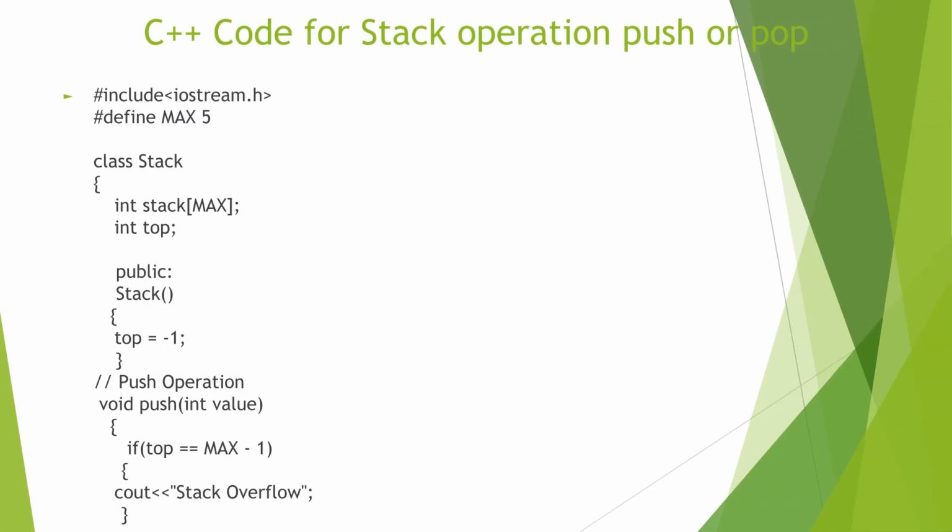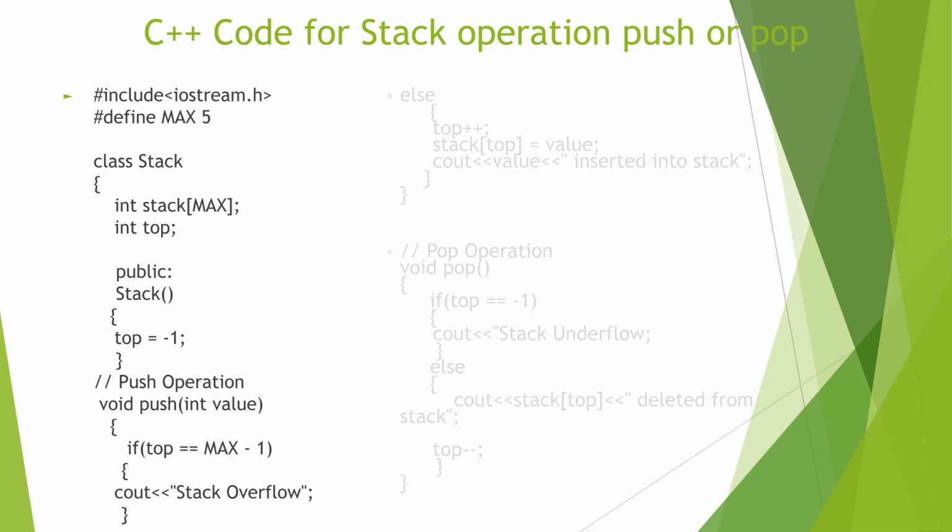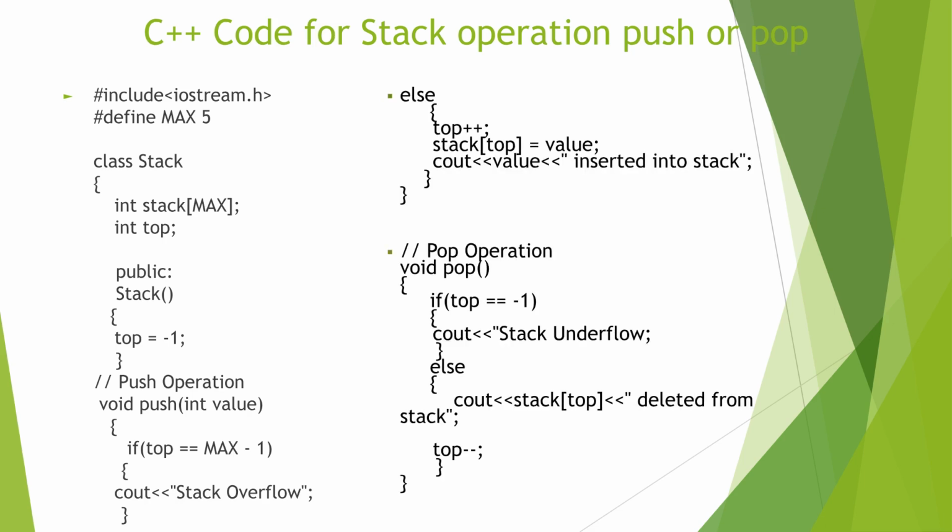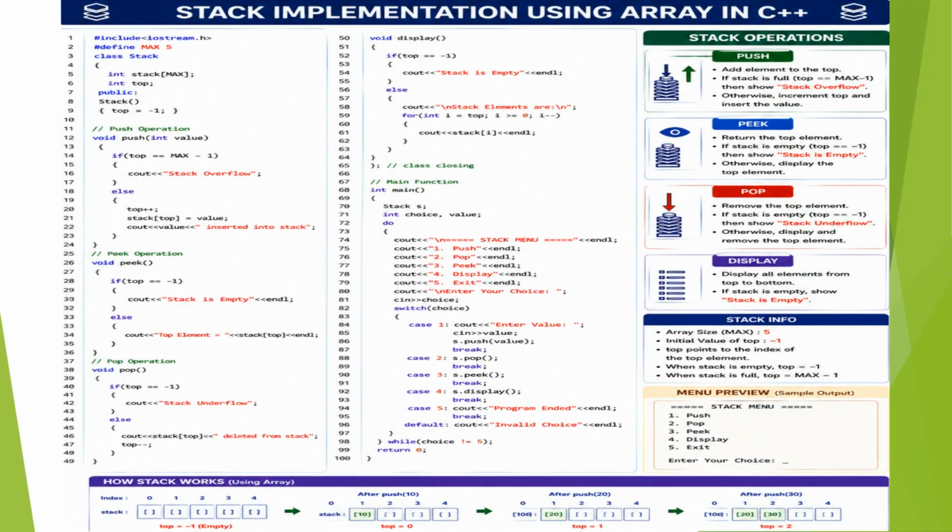This is a C++ code implementation for the stack push and pop operations. The push function checks for stack overflow before inserting, and the pop function checks for stack underflow before deleting. This slide shows a more comprehensive C++ implementation of a stack using an array, including the display, peek, isFull, and isEmpty operations, along with examples of their use.